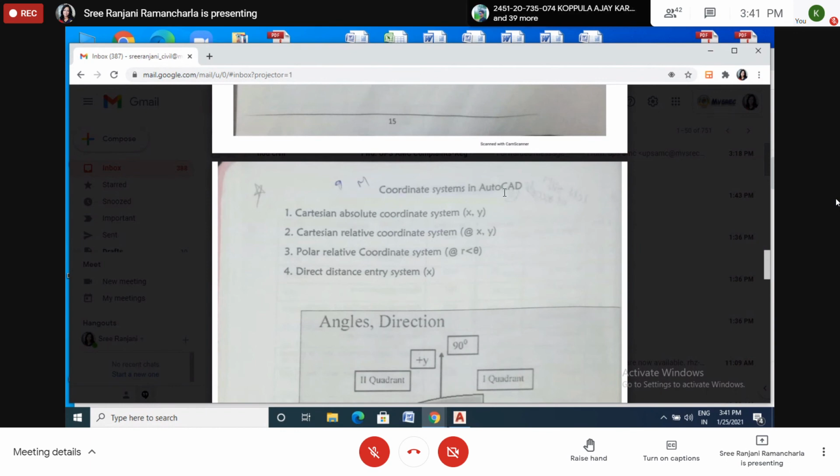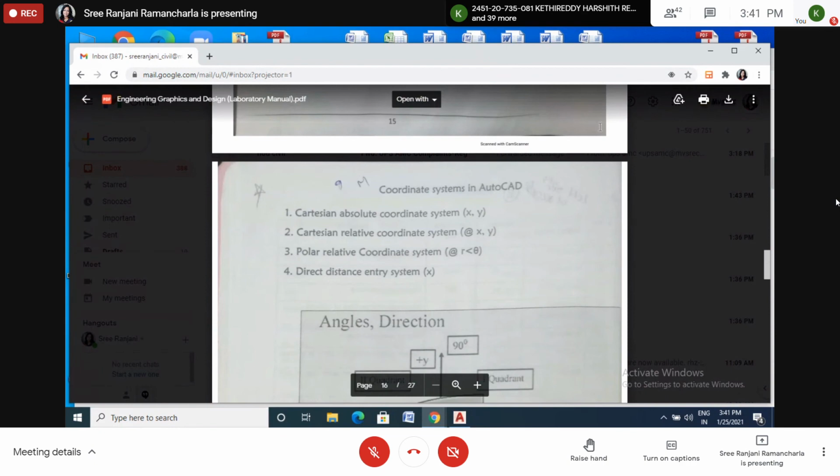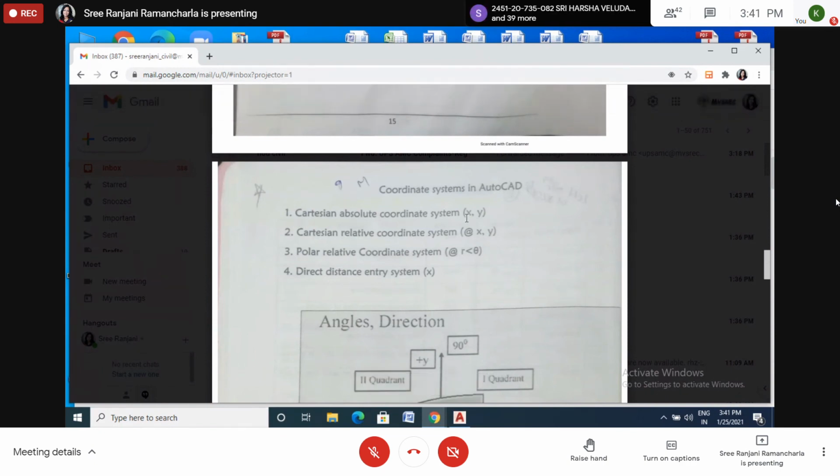Now, coordinate systems of AutoCAD. First we learn these methods. This is the Cartesian absolute coordinate system. We have to take a point like this, on the x-axis and y-axis, like you have done in geometry and mathematics. If it is 2 and 3, x is 2 and y is 3. So this point will come. That is the Cartesian absolute coordinate method.